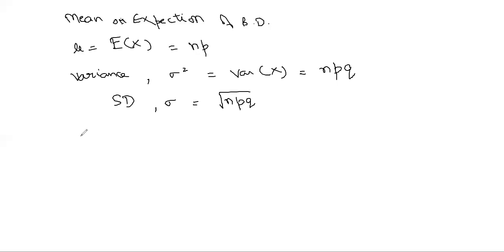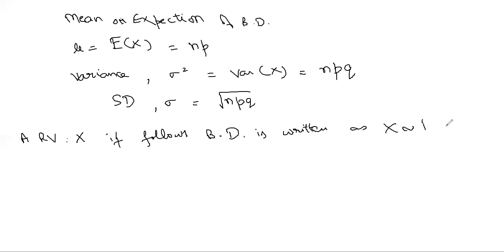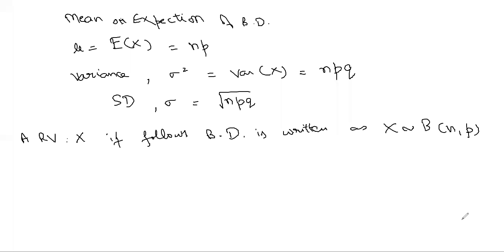So if X is a random variable and it follows a binomial distribution, then it is written as X follows B with parameters n and p, where n is the number of trials and p is the probability of success. It is sufficient to write it like this.